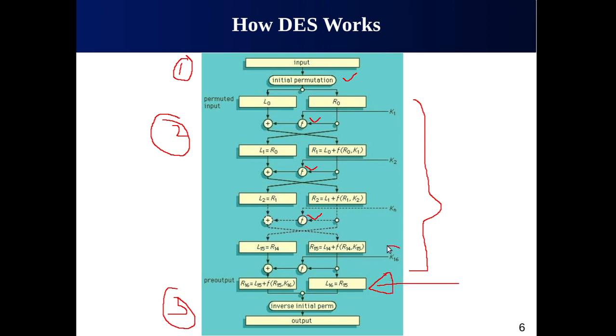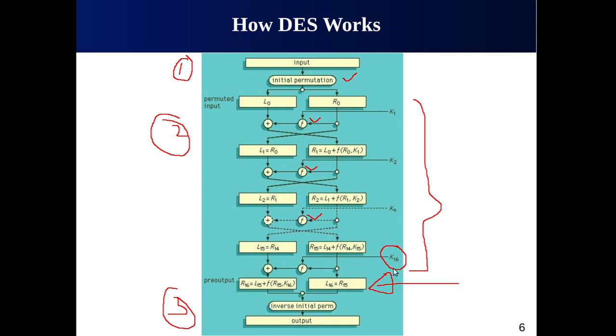After round number 16, we actually swap the two outputs. Why? The swapping is important because in this way, the decryption algorithm will have the same structure as the encryption algorithm. Later on we will see. We are focusing only on the encryption process, but the decryption process is the opposite.